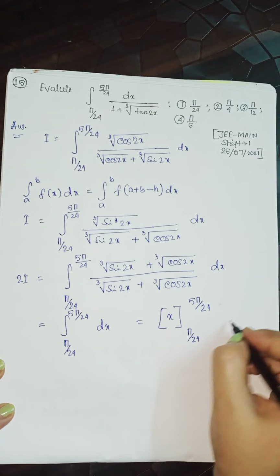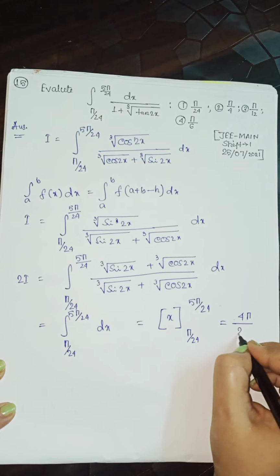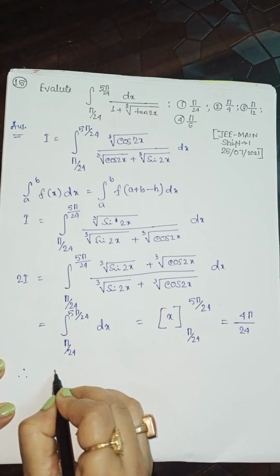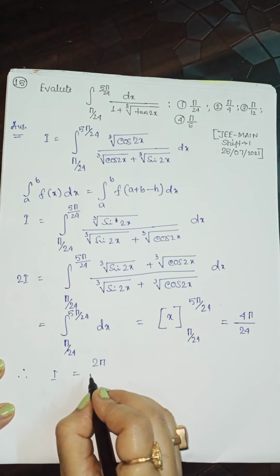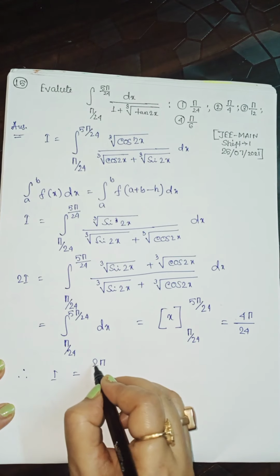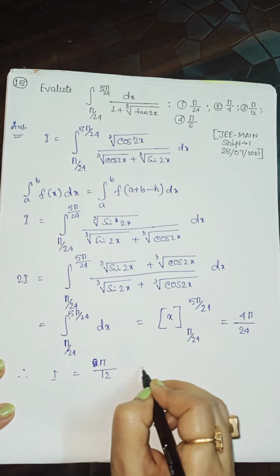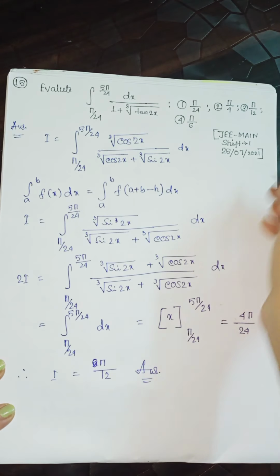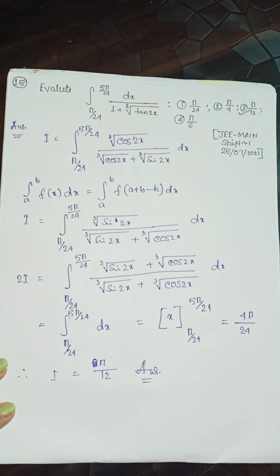So now it becomes 4 pi by 24. So this is 2I, therefore I is equal to what? Therefore I is equal to 2 pi by, so 2 is cancelled off, sorry, only pi by 12. So this is our required solution, and our correct choice is option 3, pi by 12. So this is the whole solution of question 15.